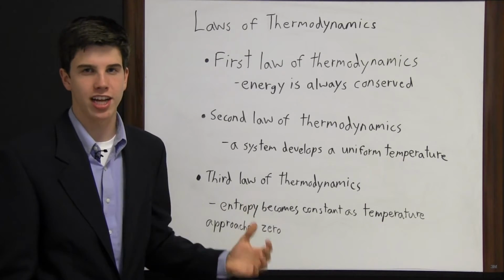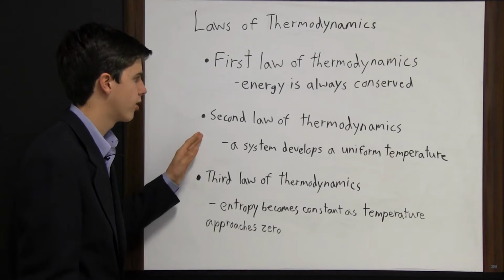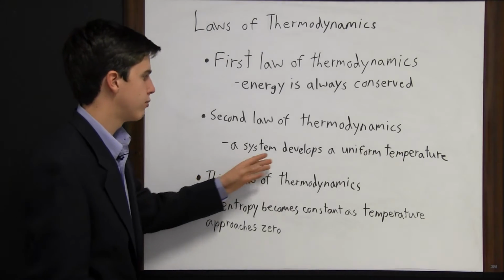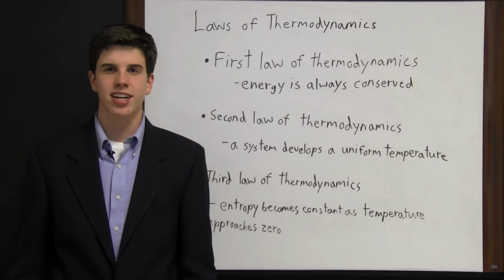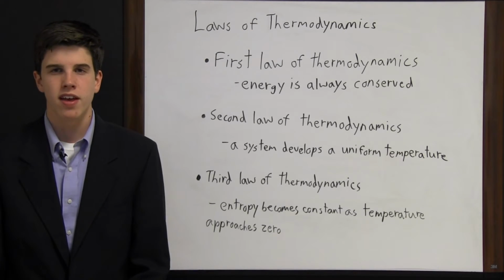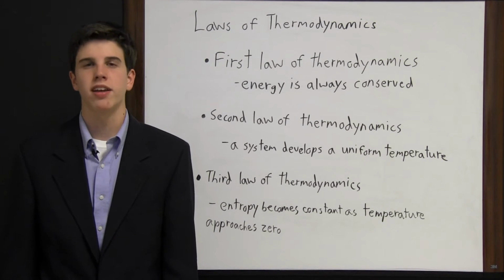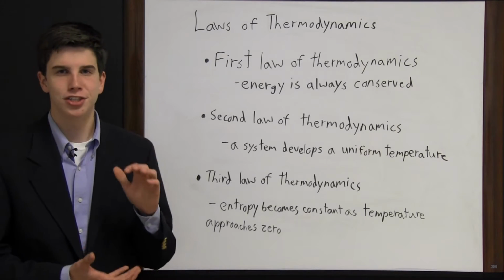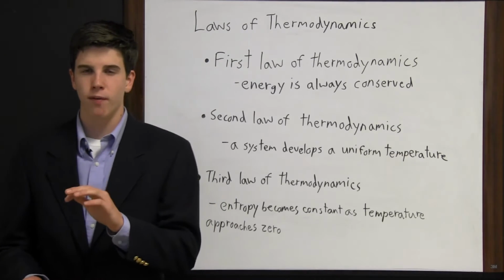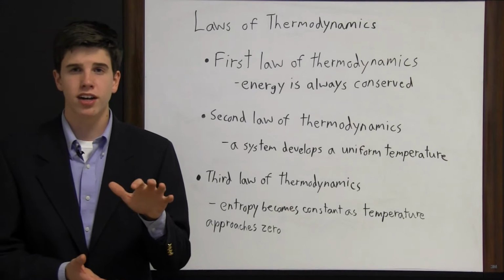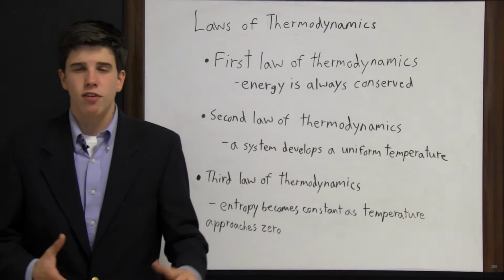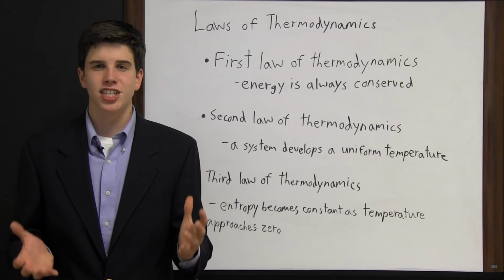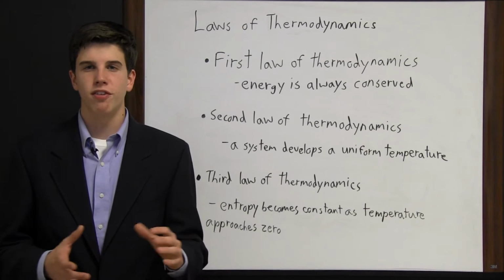You can't destroy energy. The second law of thermodynamics is that a system will develop a uniform temperature. So say I had a box, and inside that box I had 2 blocks of metal, and the blocks of metal were of equal weight. The first block of metal is 100 degrees, and the second block of metal is 0 degrees. So eventually those 2 blocks are going to balance each other out until both blocks are 50 degrees.